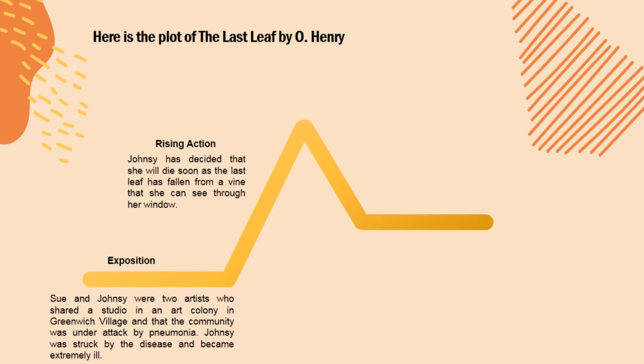Climax. The climax in the story occurs when there is only one leaf left on the vine. The climactic expectation is that once this leaf has fallen, Johnsy will die. Johnsy survives, however, because when she looks out of her window, she notices the leaf is still hanging to the vine, and that inspires her to live.